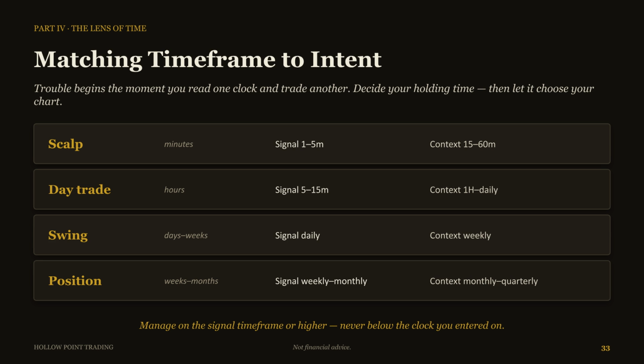Match your time frame to your intent. Scalps are minutes long, using 1 to 5 minute signals and 15 to 60 minute context. Day trades last hours, using 5 to 15 minute signals. Swings and positions last days or weeks, using daily or weekly charts. Never manage below the clock you entered on.